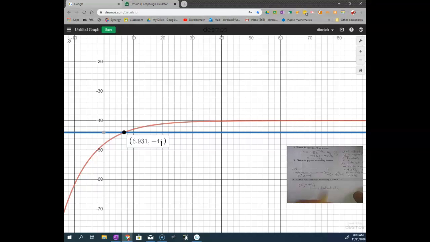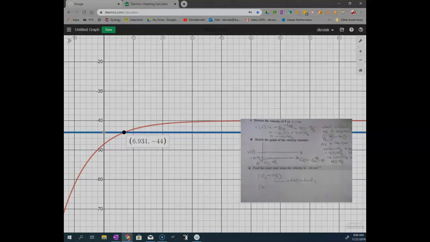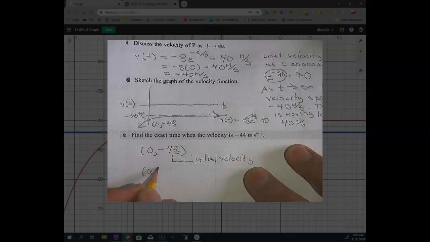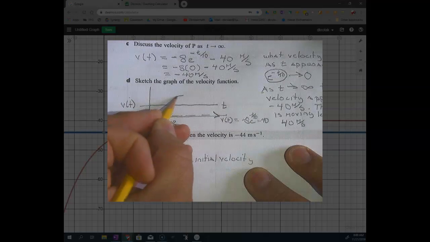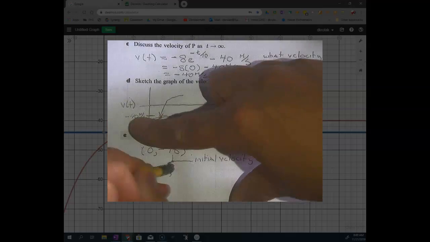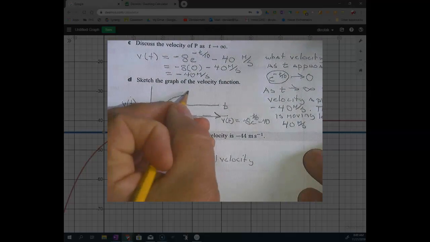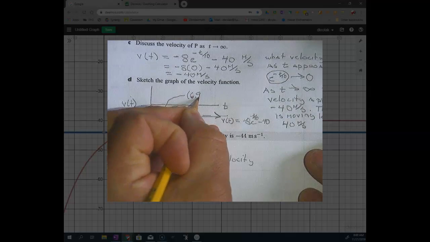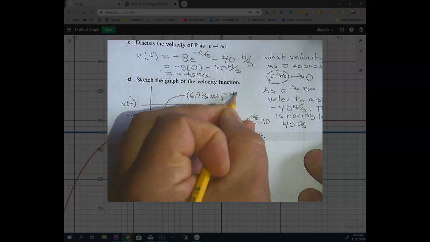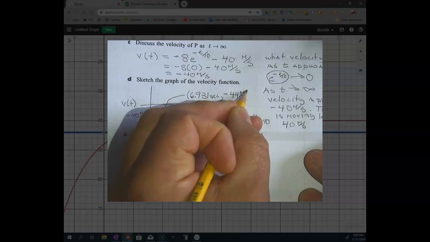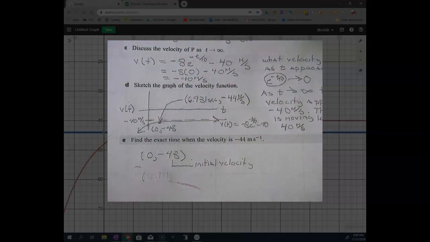When we solve this, we'll end up with 6.931 seconds. Let me put it on here. I'm going to put it on this graph because we're going to need space to solve it down here. At 6.931 seconds, the velocity is negative 44 meters per second. So we solved it graphically.